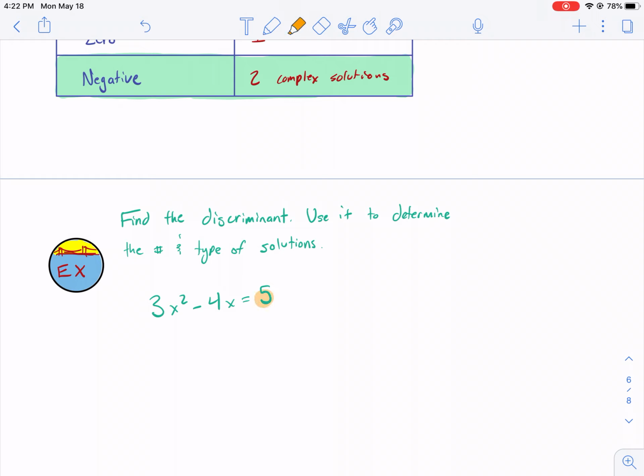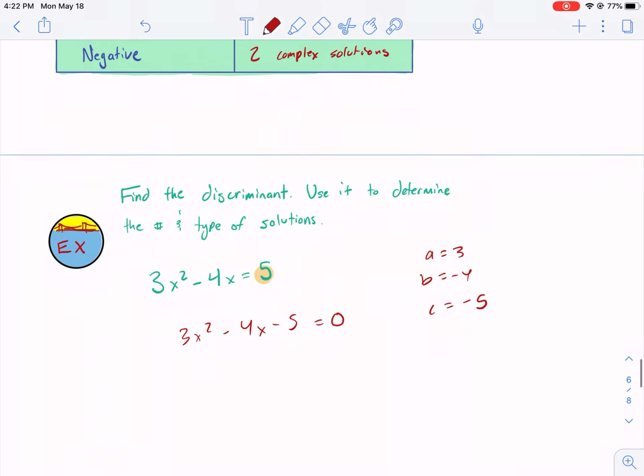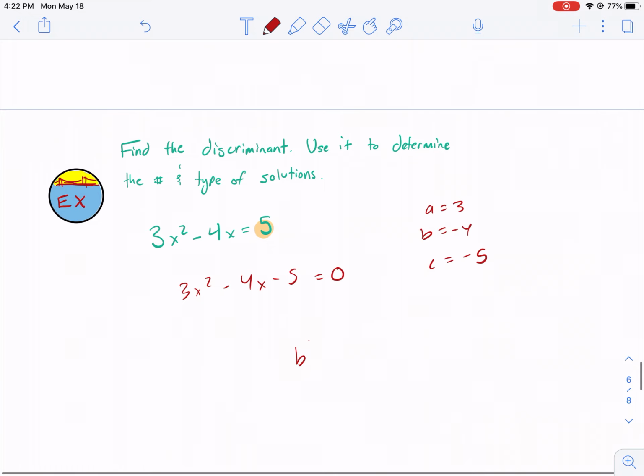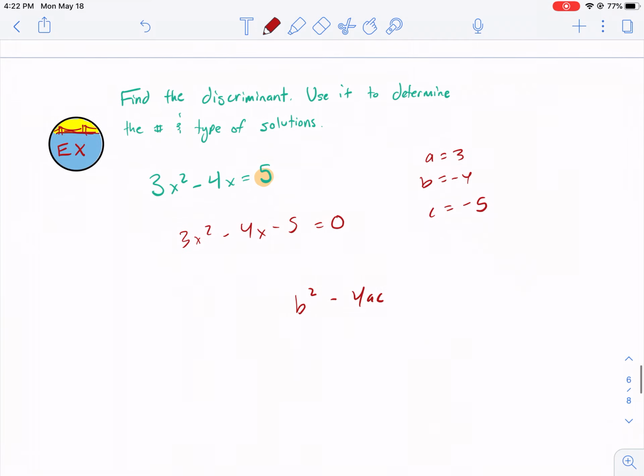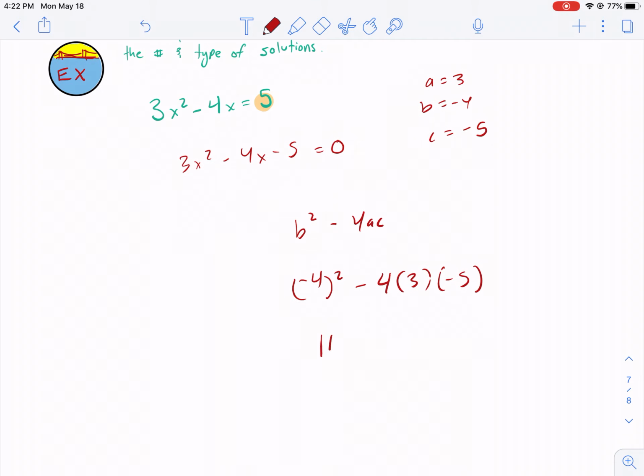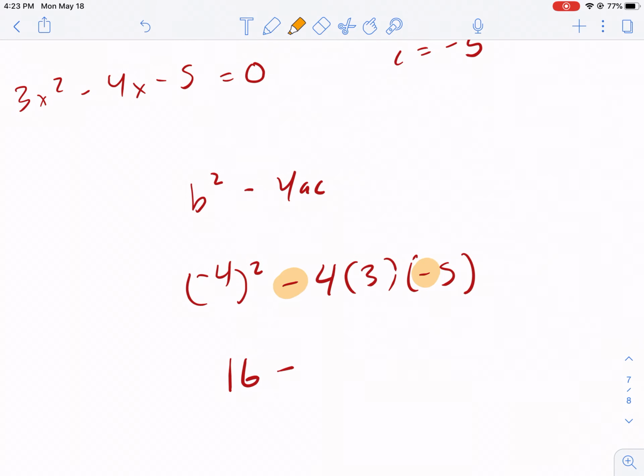Find the discriminant used to determine the number and type of solutions. First thing you'll notice, this 5 is not on the correct side, so we need to subtract that. 3x squared minus 4x minus 5 equals 0. We need to find our a, that's 3. We need to find our b, that's negative 4. We need to find our c, that's negative 5. Now, what we're going to do is we're going to do b squared minus 4ac, that's our discriminant. So we're going to do negative 4 squared minus 4 times 3 times negative 5. We get 16 minus, now it's a negative, negative, there's two negative signs here. So that means we're going to end up with a positive. What is it going to be a positive of? It's going to be 15 times 4, which is 60. So that gives us 76.